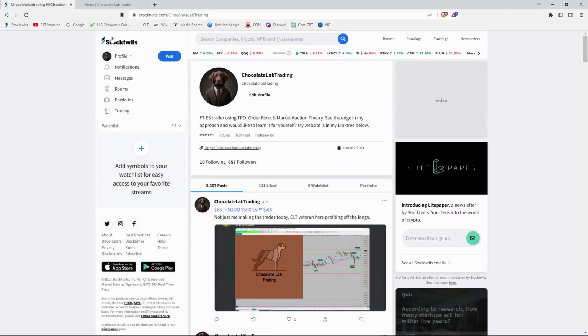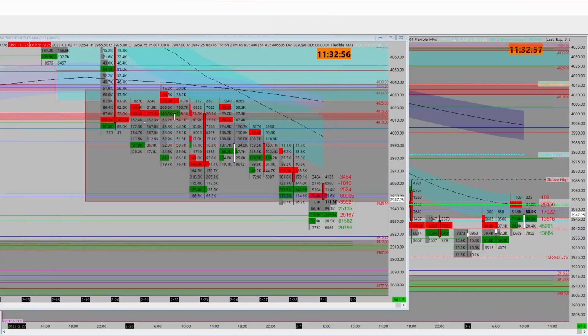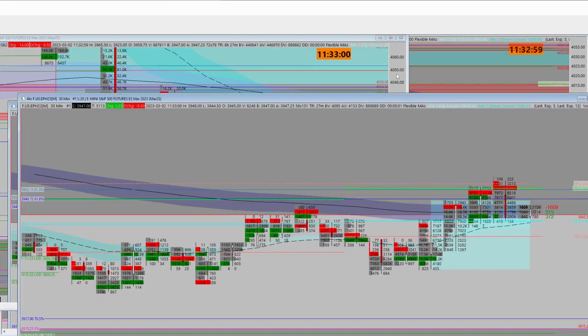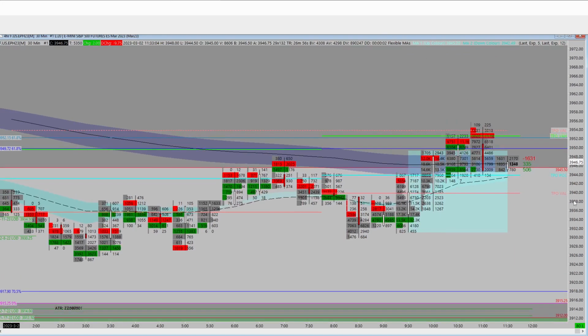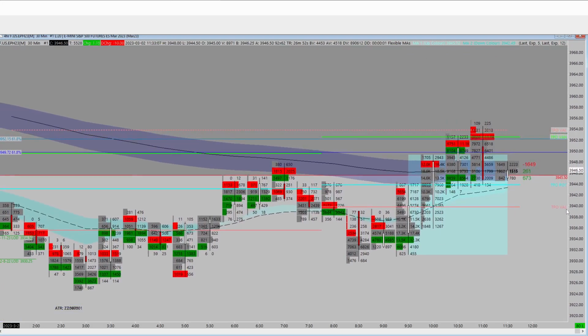So let's take a look at the intraday order flow and see what I was looking at to take those trades. Alright, so this is a 30-minute chart, and I took a long from the bottom, right? What do we see at the bottom? I think 32 was my entry, somewhere over here, a little bit lower. So what do we see down here?